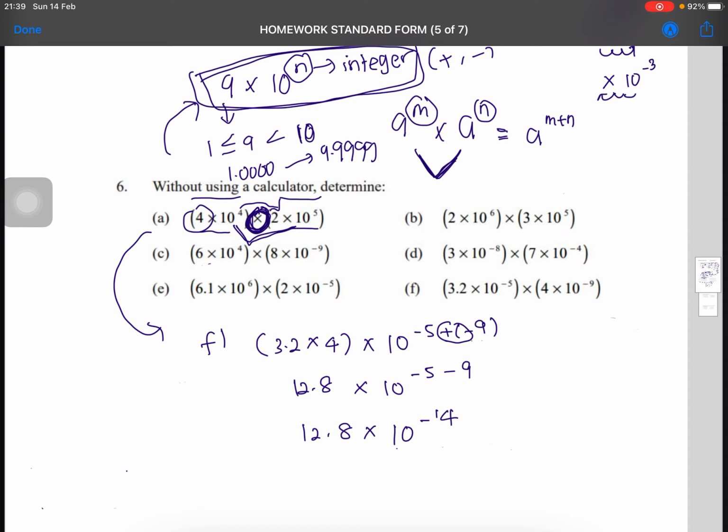So, still not in standard form. We change into standard form, moving the decimal to the left 1 time. That means the answer is 1.28 times 10 to the power of negative 14 plus 1, 1.28 times 10 to the power of negative 13.